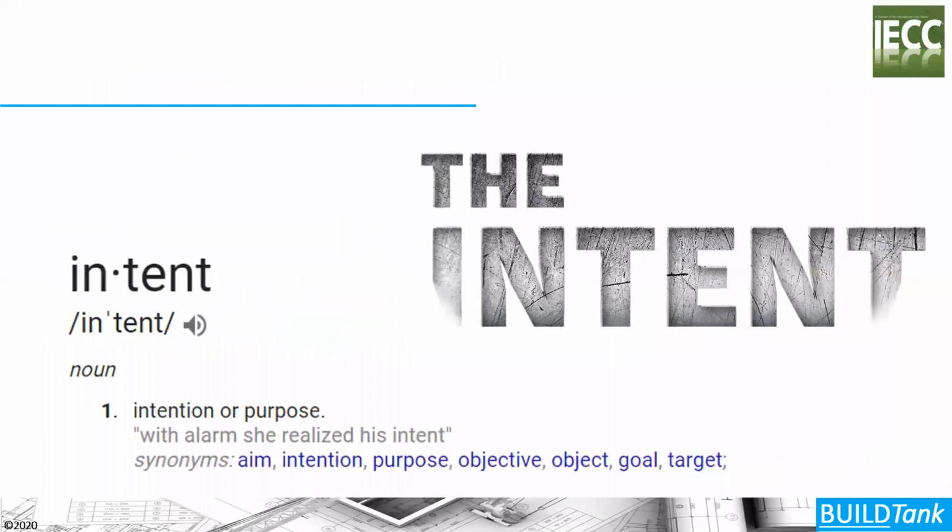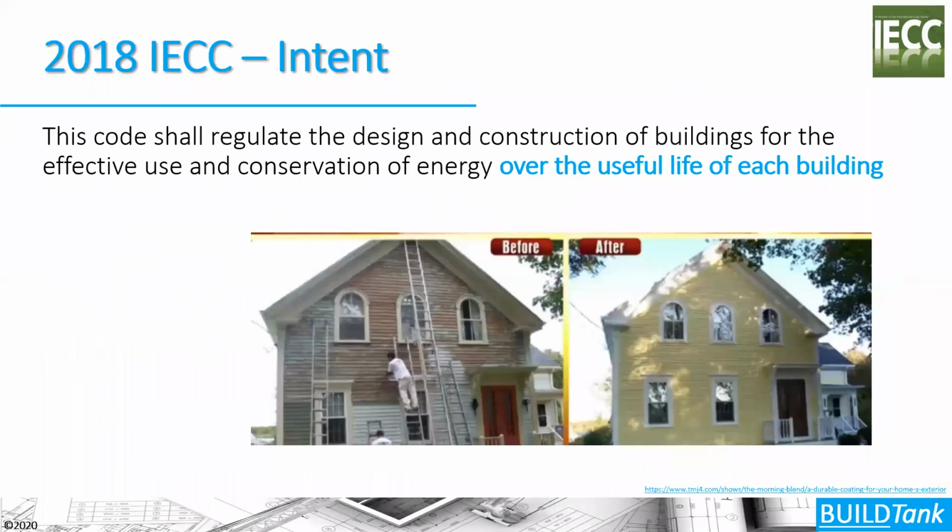The intent of the code is really an interesting part of the code and something that we're going to spend a little bit of time on. The intent statement of the code is one section of the code, but it can be broken into 3 main statements. The first one says that this code shall regulate the design and construction of buildings for the effective use and conservation of energy over the useful life of the building. So the reality is that it's talking about long-term durability of a house.